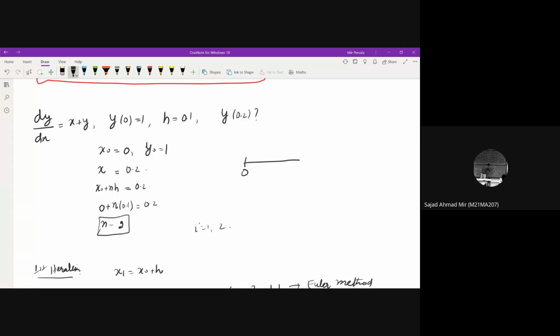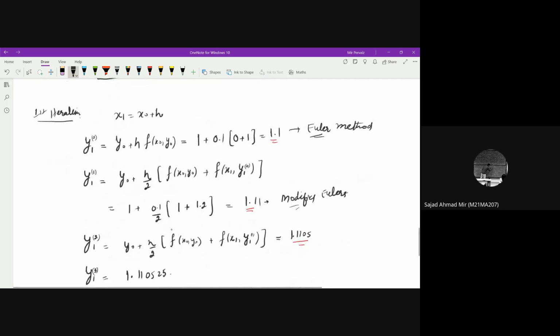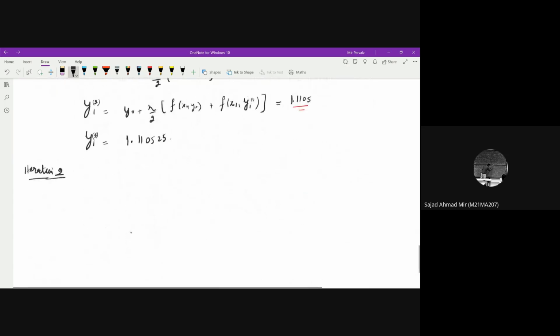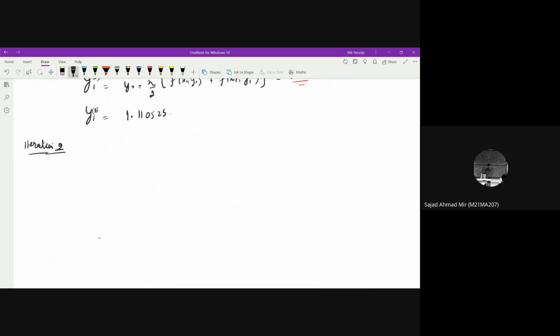We calculate the value at 0.1. Now we have to find the value at 0.2. These two values at these 2 points we calculated, and in order to improve the accuracy, we use the modified Euler's method. Now let's calculate with Euler's method your first approximation. This will be y1 plus h times f of x1, y1.